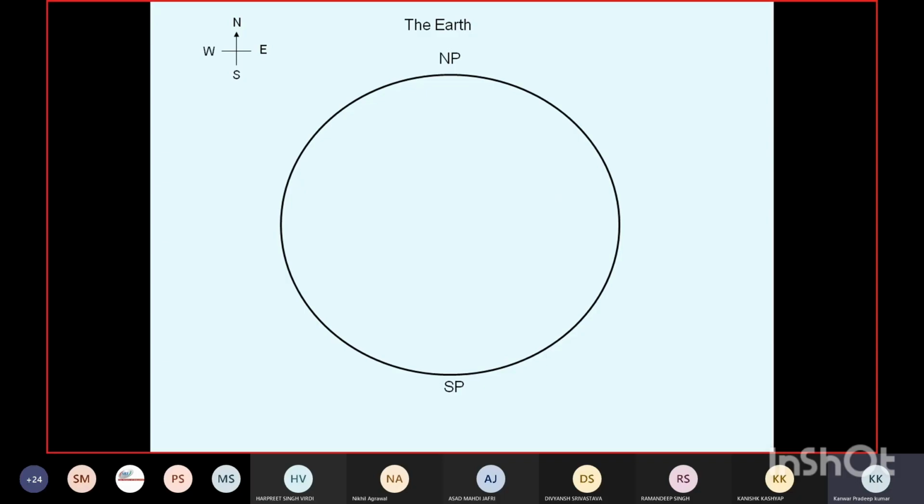We know this is the Earth. There's a North Pole and a South Pole. The compass directions are given on the top left. We have an equator. It's an imaginary line which divides the Earth into two hemispheres, the northern and the southern hemisphere.